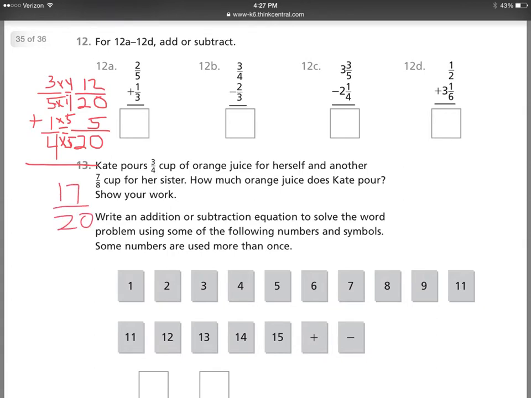The final step, of course, is to check your fraction and see if it's improper. It is not improper here. And also check to see if you can simplify. 17 is a prime number. There's only 1 and 17 that goes into that. So 17 would have to go into 20 in order to simplify, and it cannot. So we are finished with that problem.